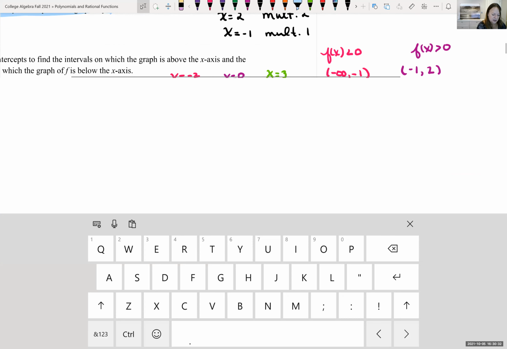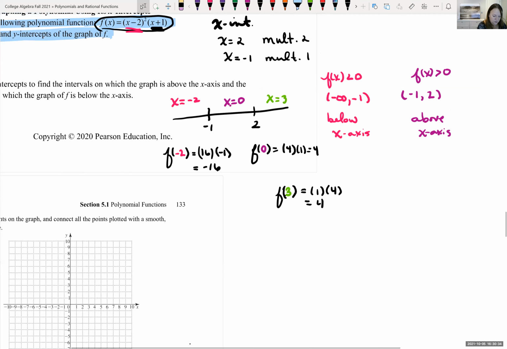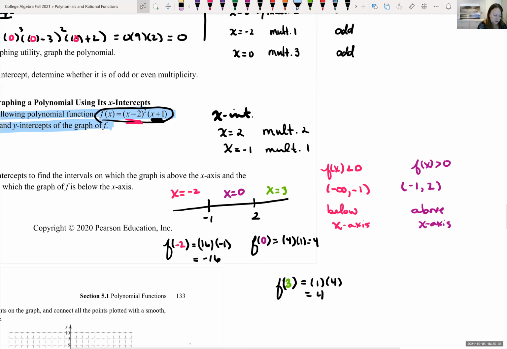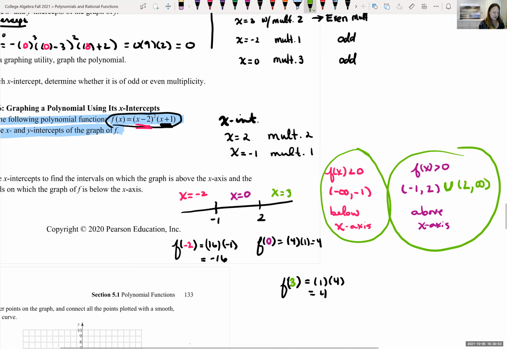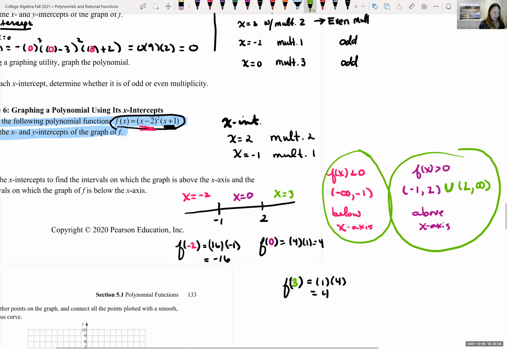So union 2 to infinity. Okay, so above the x-axis and below the x-axis, we found our values. So locate other points on the graph and connect all the points plotted with a smooth, continuous curve.